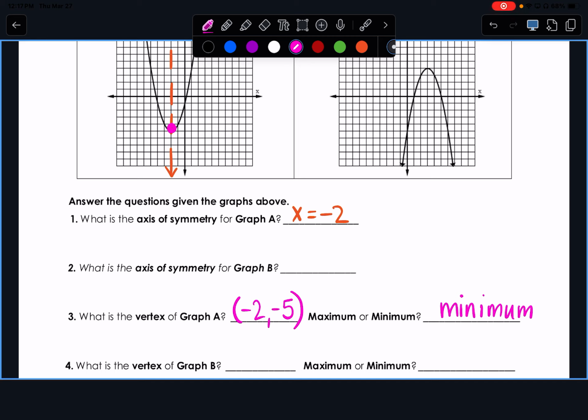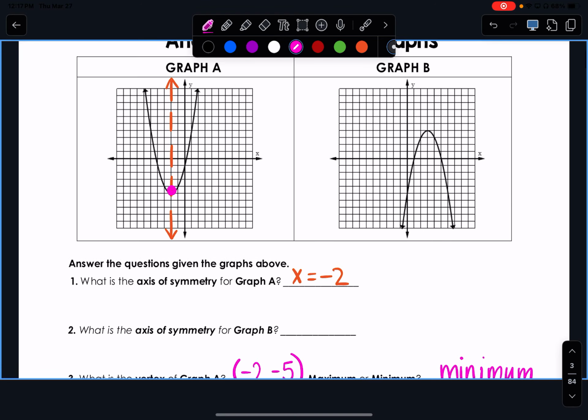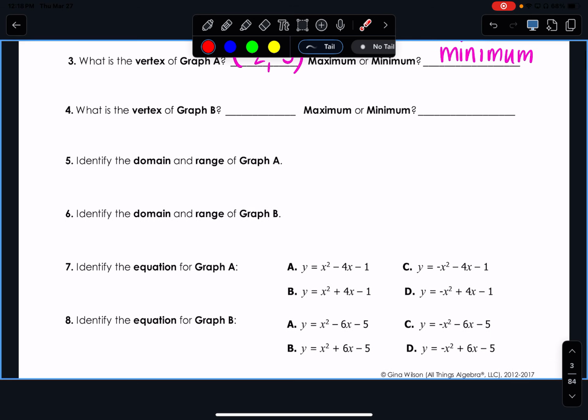All right, now we are going to go ahead and look at finding the domain of graph A. So does this graph ever stop going to the left? As this goes up, it goes to the left. So does it ever stop? No. Does it ever stop going to the right? No. Okay. So what does that mean for our domain? Negative infinity to positive infinity as our domain.